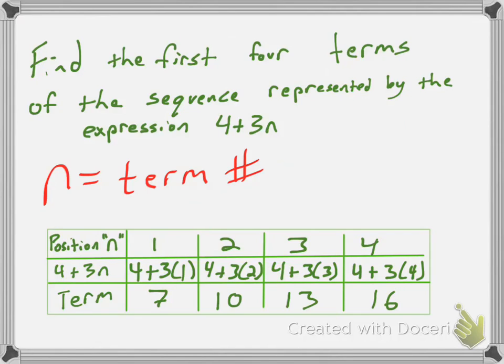Now, is this arithmetic or is this a geometric sequence? Let's try to figure that out. Well, from here to here, we're adding 3. From here to here, we add 3, and from here to here, we add 3. So this is an arithmetic sequence, and the common difference is 3. Now, this was formed based on the position number, not based on the common difference.